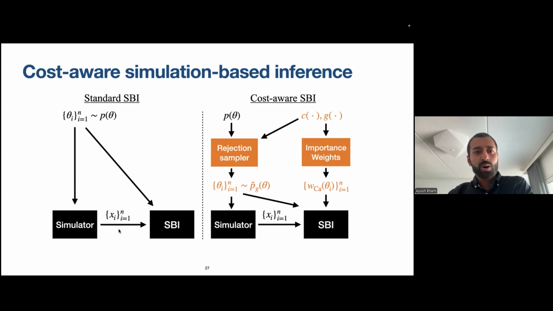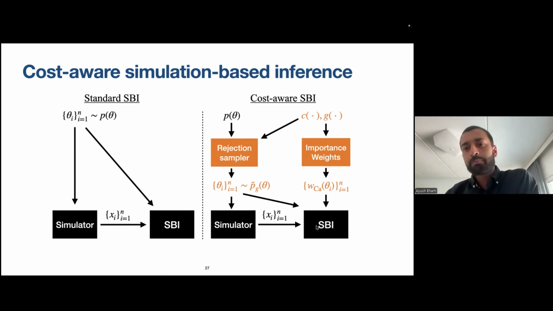This was the standard one: sample from the prior, run the simulator, and feed it into your SBI method. Now you take your prior. We first have a rejection sampler that I talked about, and then you get samples from the cost aware proposal. You have the cost function that we estimate, and the G that we pick. Using these two, we can compute our weights, and just feed that into your SBI method, and that's it.